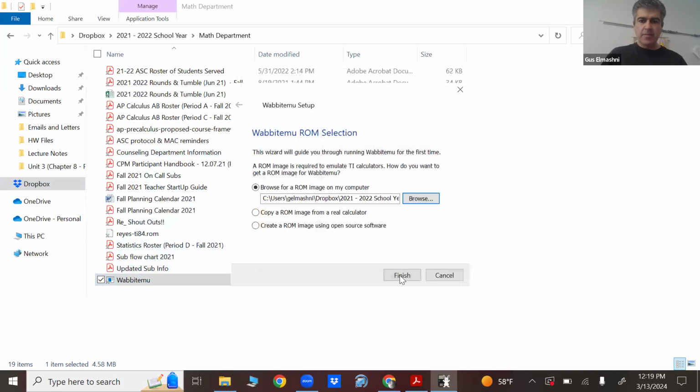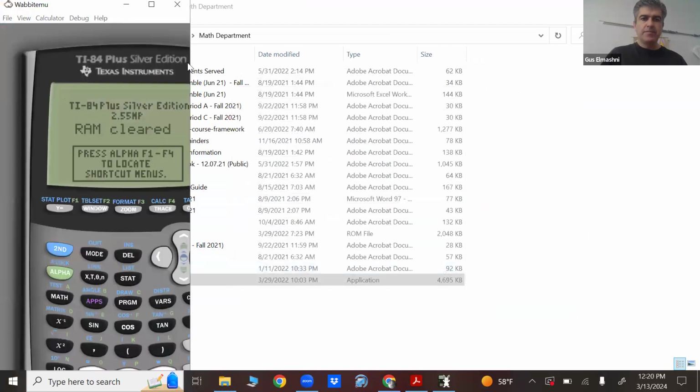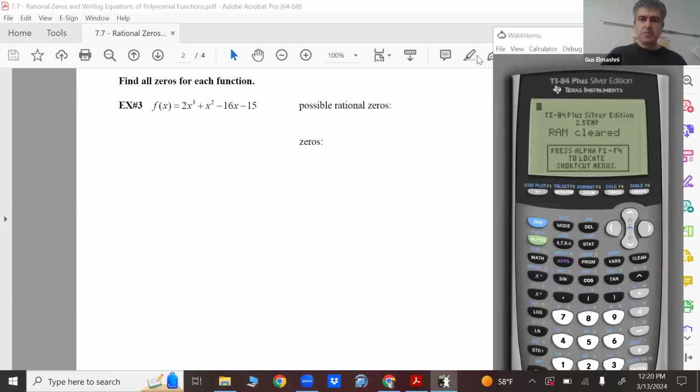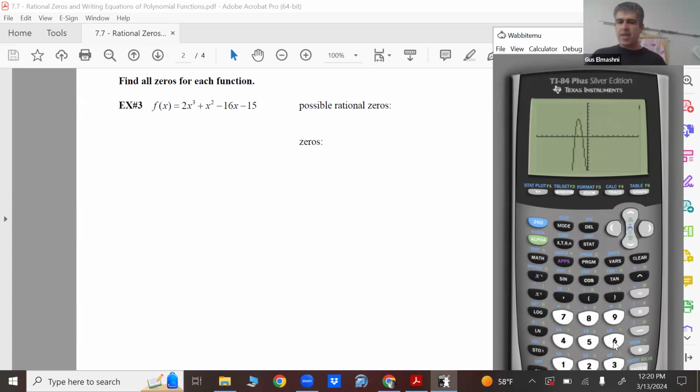Here we go. So 2x raised to the third power plus x squared minus 16x minus 15. Usually when I graph, I'll go to zoom and select option 6 just to reset the window because it goes from -10 to 10 for x, -10 to 10 for y. So it's kind of a good window.